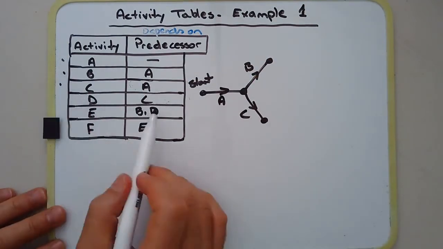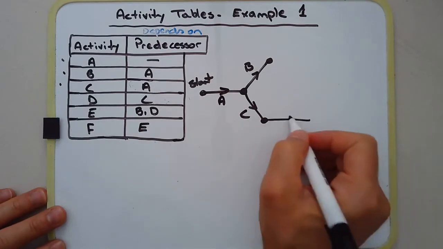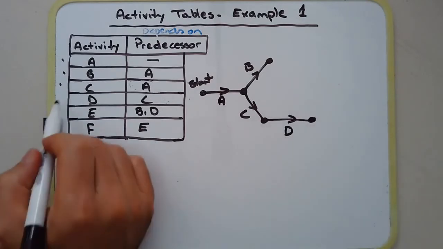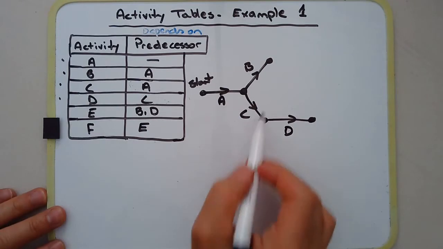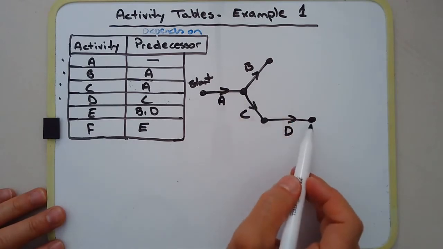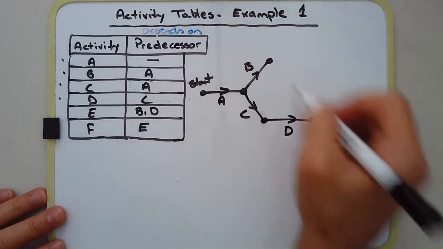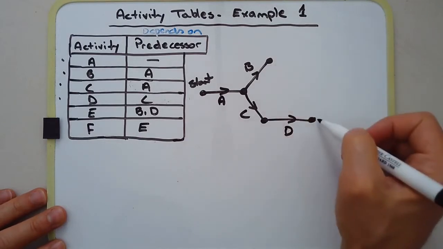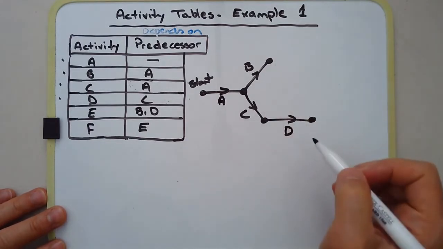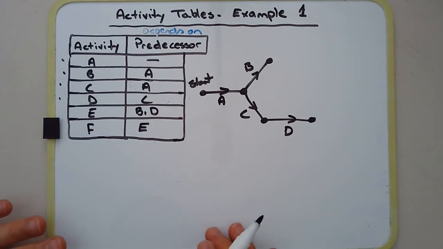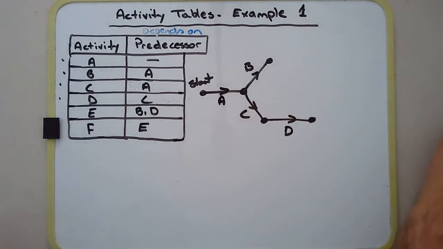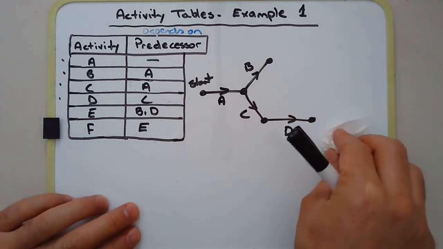Now D depends on C. But E depends on B and D. So in other words, B somehow has to join up with D. So the end of B and the end of D have to join up. So you could draw a whole new diagram, or you could alter this diagram. And this is why, again, drawing a diagram in pencil is so important.